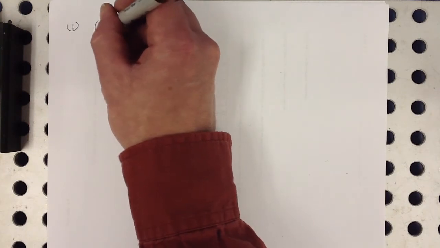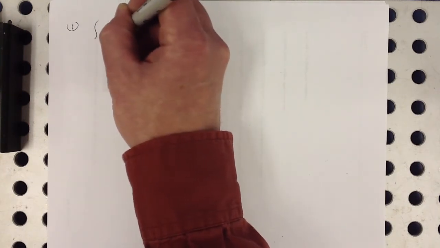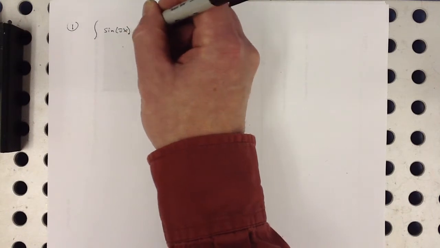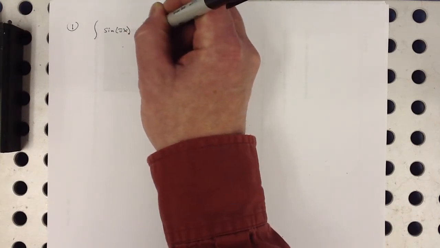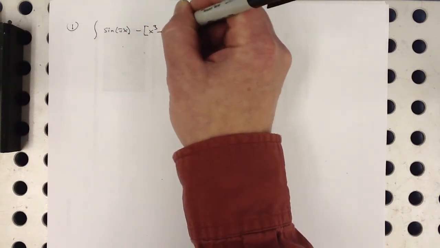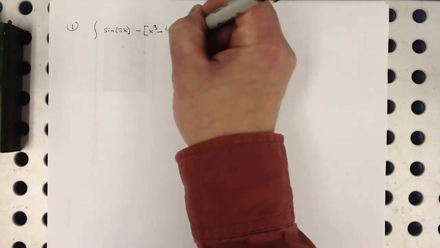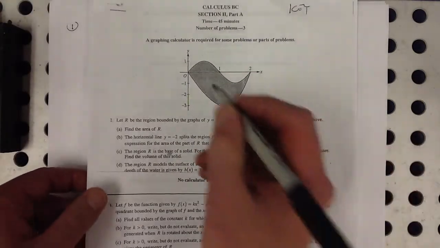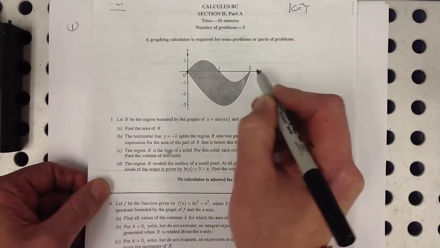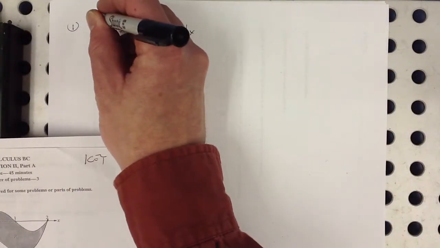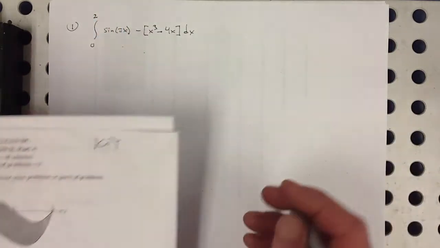It's just the top one, sine pi x, minus, being careful with parentheses here, minus the bottom one. And we can see very clearly from the graph that they intersect here and here. So from 0 to 2. Sometimes we have to find those intersection points with our calculator, but not here.